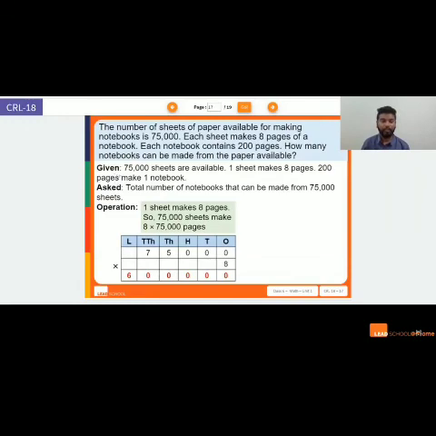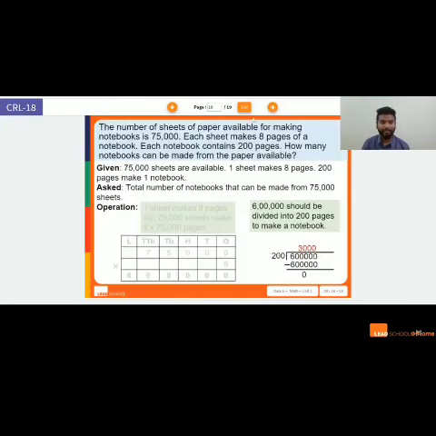Alright, what I know is given. There are 75,000 sheets available. One sheet makes 8 pages. 200 pages make one notebook. Total number of notebooks that can be made from 75,000 sheets is, one sheet makes 8 pages. So 75,000 sheets make totally how many pages? We'll have to see. 75,000 into 8. So that will give me totally 6 lakh pages. Alright, this is my first step.